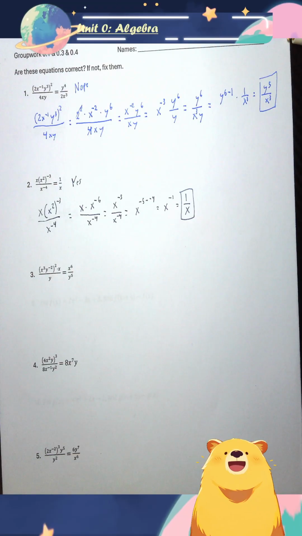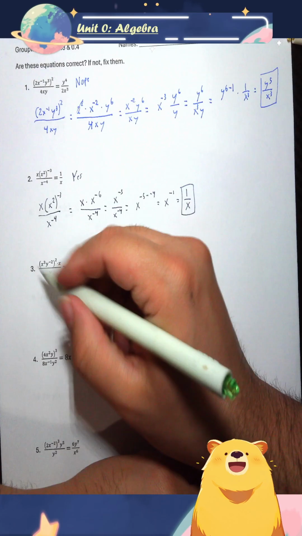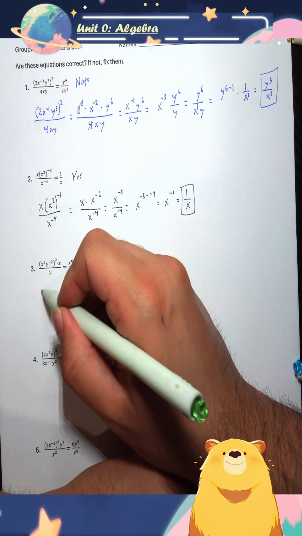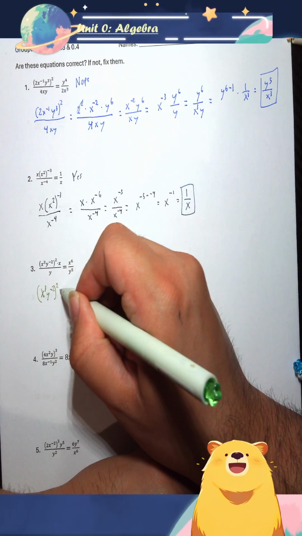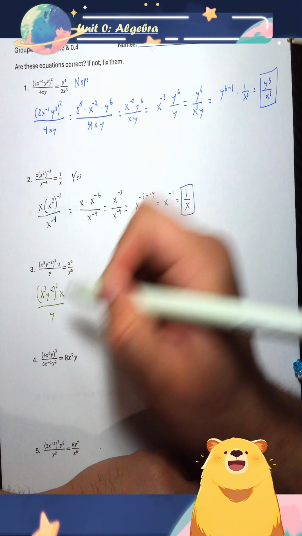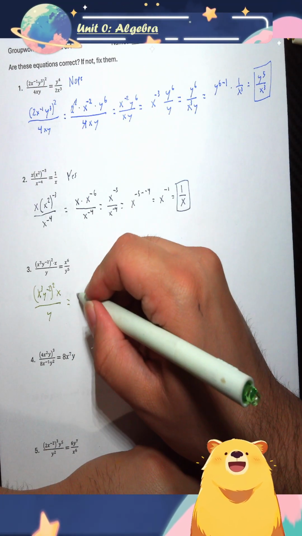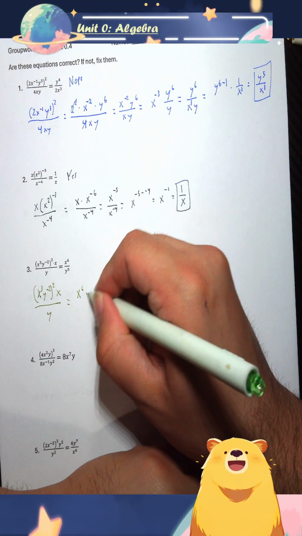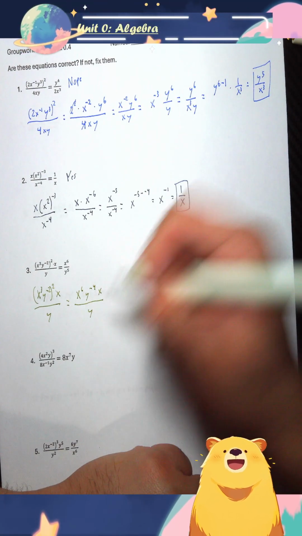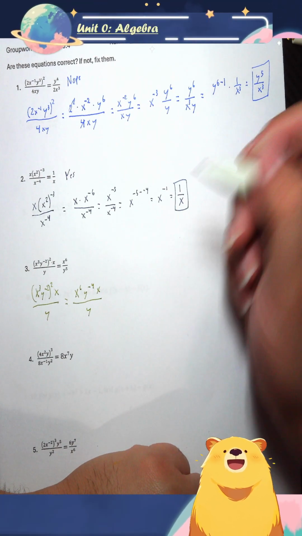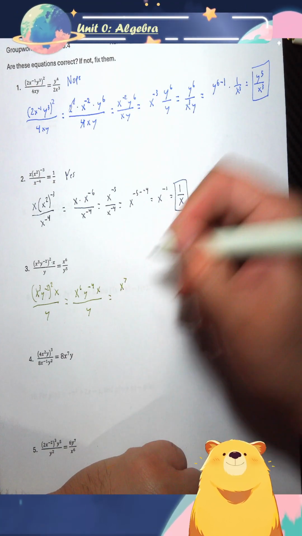And then next problem, we have x to the third, y to the negative 2, squared, times x over y. Let's go ahead and distribute that 2. We have x to the 6, y to the negative 4, times x over y. Let's gather up all of the x's first. That seems straightforward. It's going to be x to the 7.